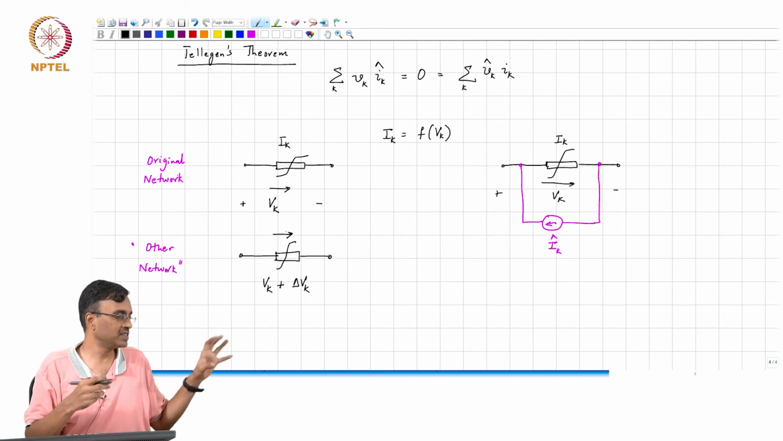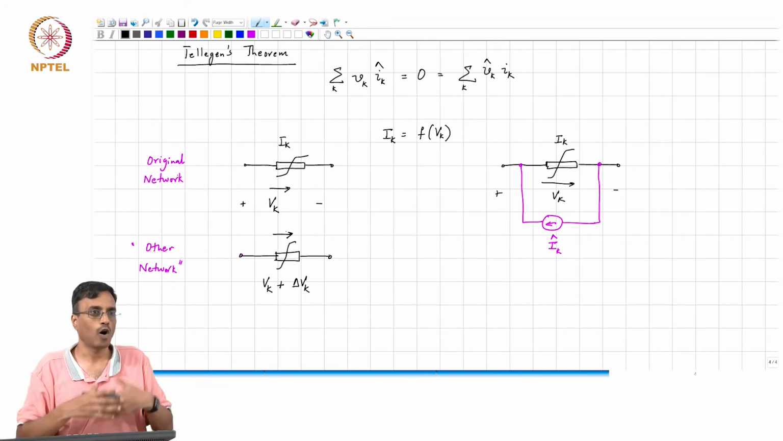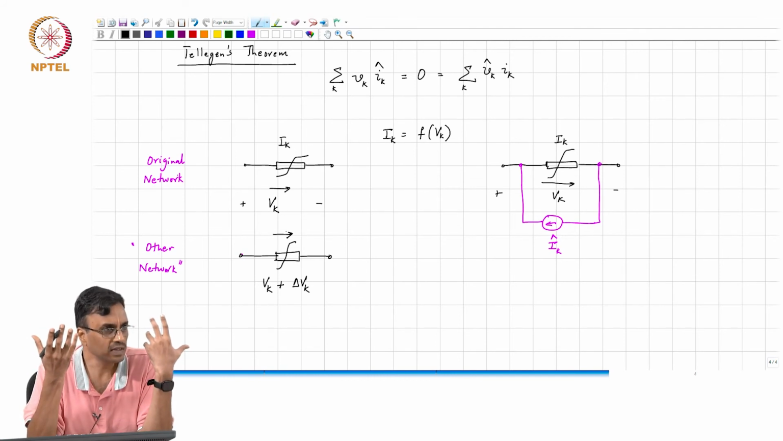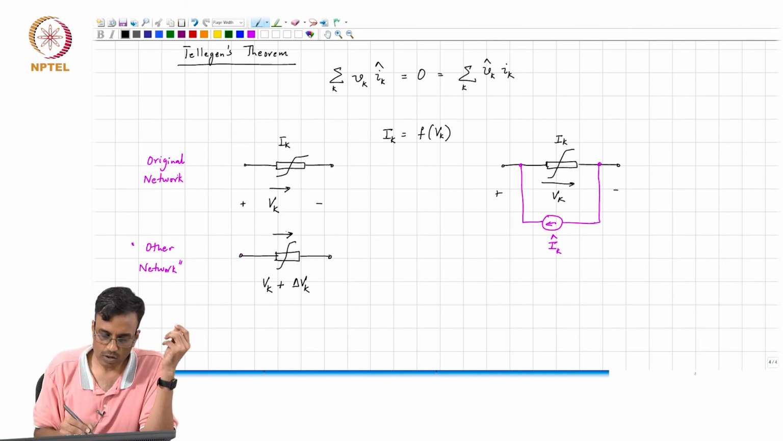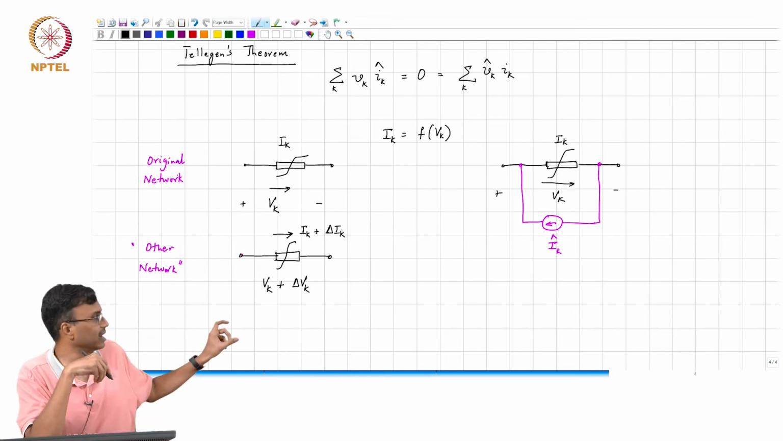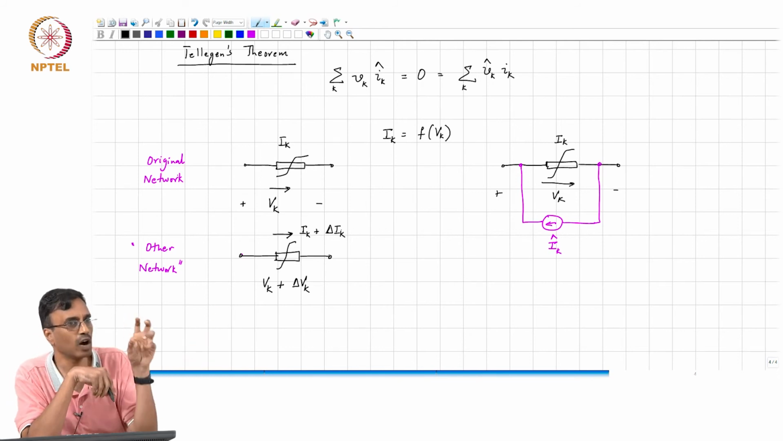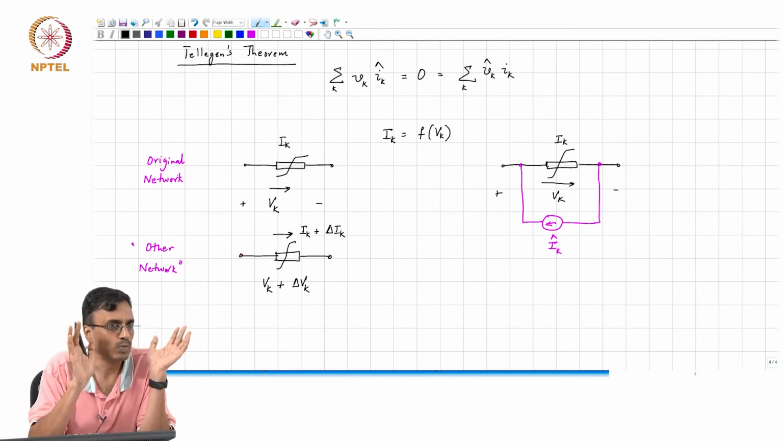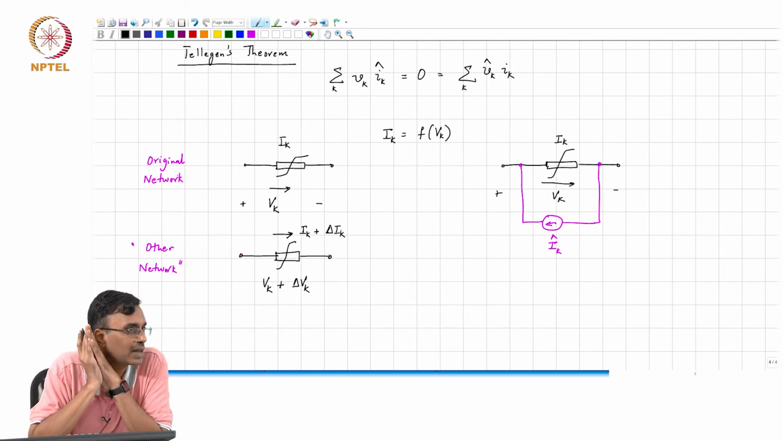you take a network and change one source, what happens? All the branch currents and the branch voltages change. So therefore this current is going to be Ik plus some delta Ik. Remember that these delta Vks and the delta Iks need not necessarily be small at this point, right? They change. That change is that capital delta, correct?